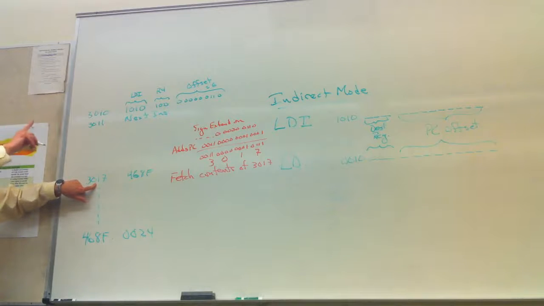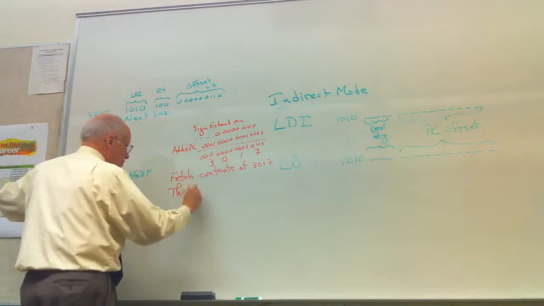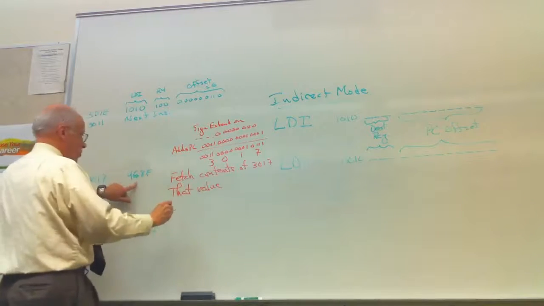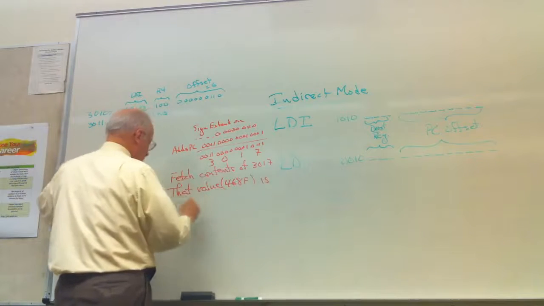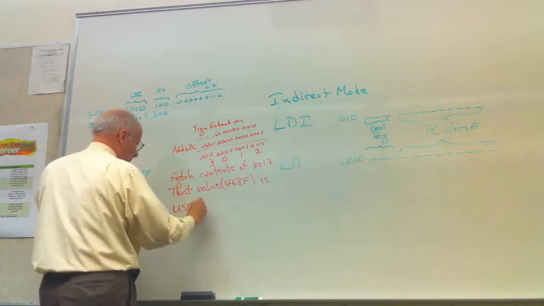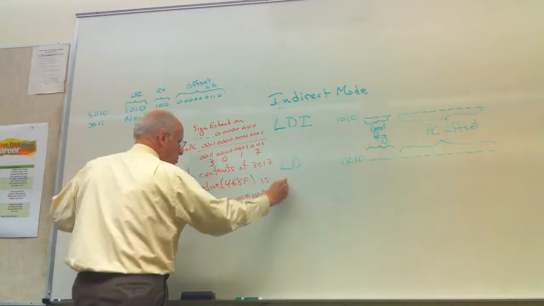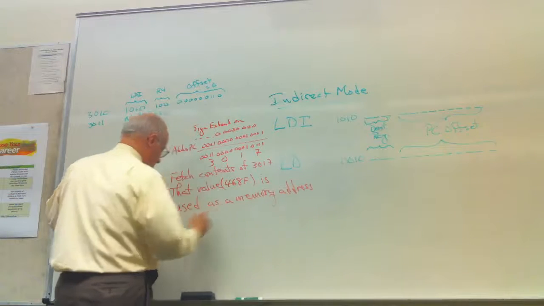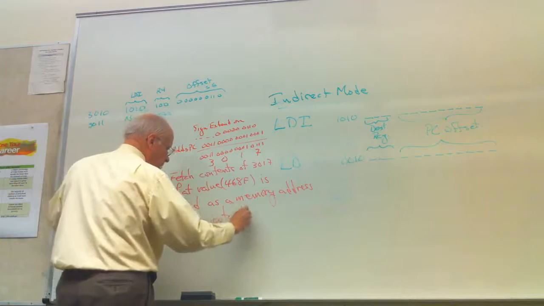Now, because of the indirect, this is what indirect means. We're not going directly to our operand. We're getting a step in between. That value, which is 468F, is used as a memory address for the actual operand.